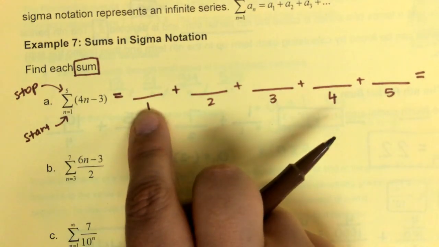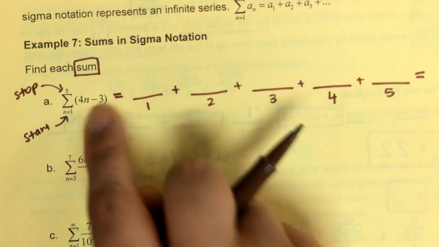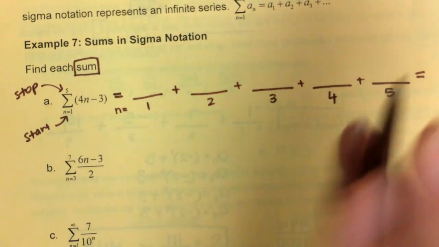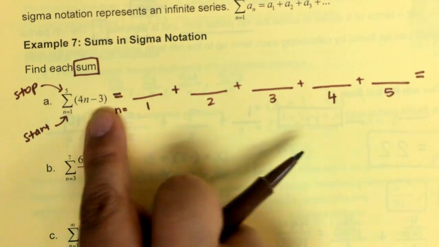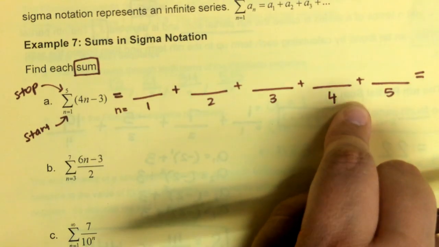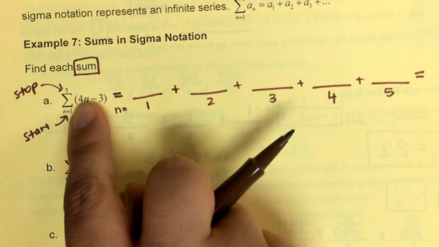Just plug it in. What is 4 times 1? Remember, these bottom numbers are your n. And by the way, I write these for your notes. You don't have to write the bottom numbers. I'm just doing that for y'all. What is 4 times 1?